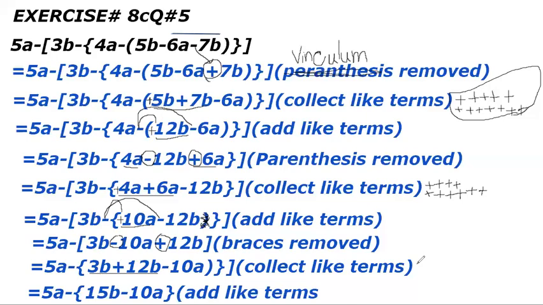And 3b means positive 3b. Positive 3b and positive 12b will give us positive 15b. Negative 10a as it is. After adding the like terms, we got 15b minus 10a. 15b and 10a cannot be further added or subtracted because both are unlike terms.